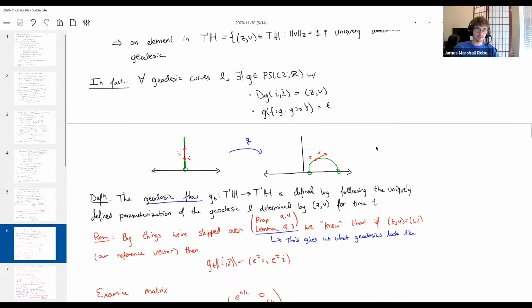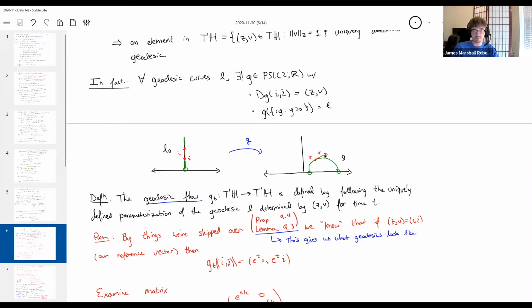So you have some other geodesic curve, say L, this is some other one, and you have your original representative one, L naught, which was the imaginary line. And the geodesic flow for ZV is going to be defined by doing this derivative action on II using this G that defines the path, and that'll parameterize this one here.